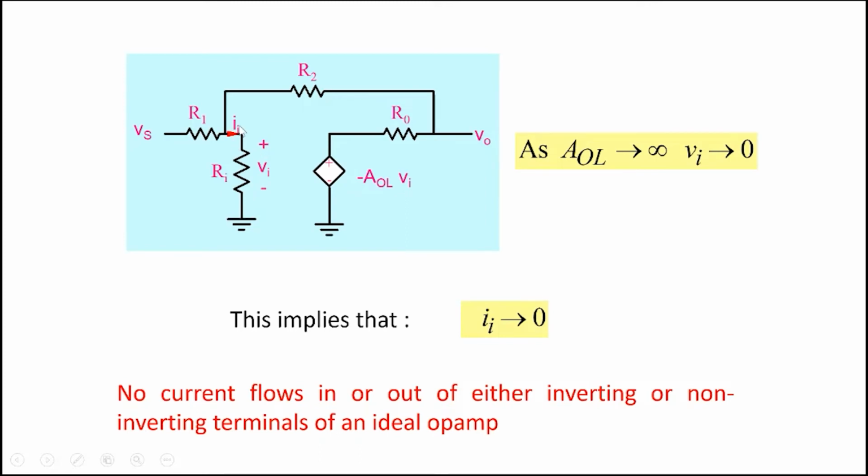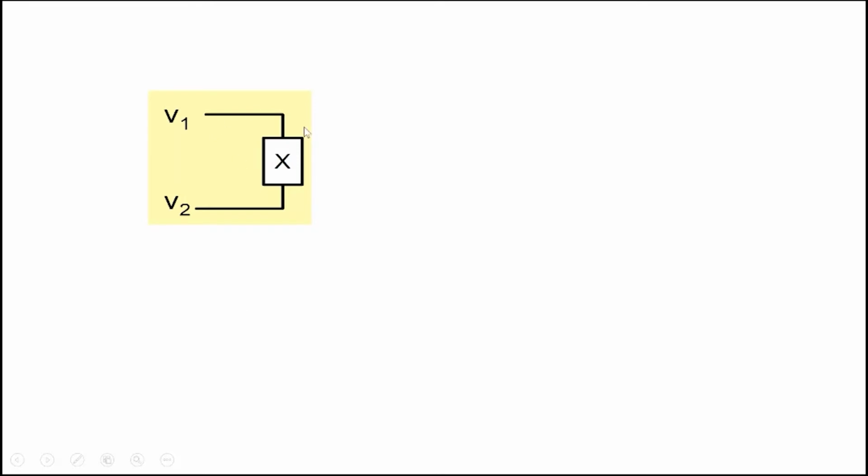If you look at this node here, what we are saying is that the value of this particular node is 0. So it's like ground, or you may think that it is shorted, but it's not really shorted, because you have connected a very high value of resistor here. So its value is equal to ground, but the current is also 0. So it appears to be an element which is simultaneously a short and an open circuit.